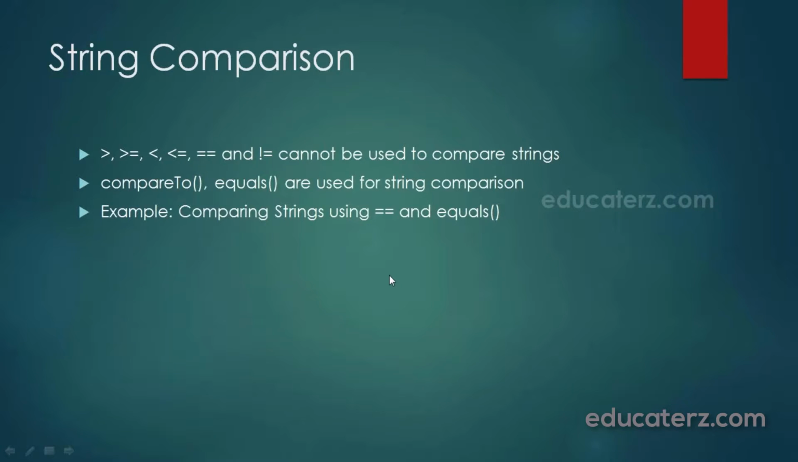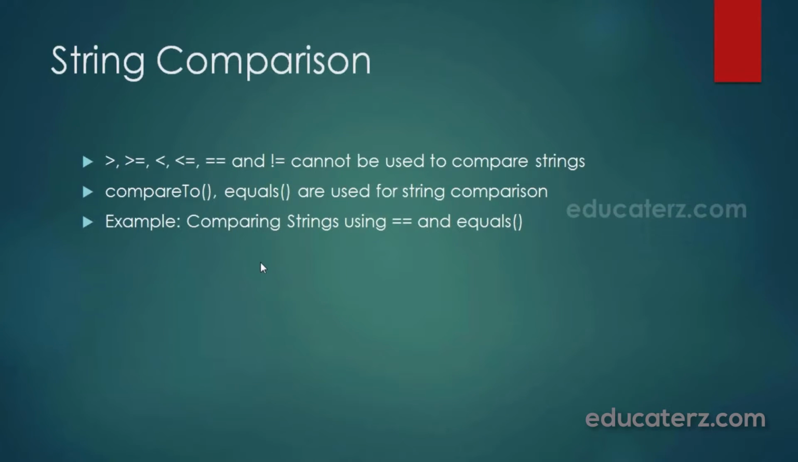Next is string comparison. We know that relational operators like greater than, less than, less than or equal to, double equals, and not equals cannot be used to compare strings. So we need to use the compareTo method or the equals method for comparison of strings. So let's see an example of this.